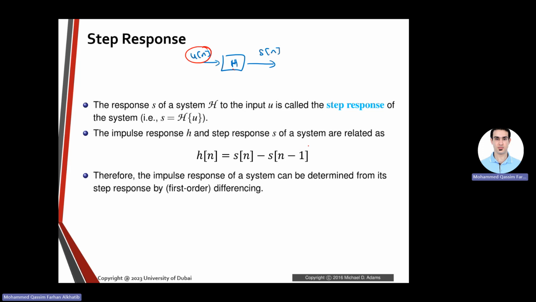There is no need to worry about this one. Basically, the impulse response is the step response minus a shifted version of the step response. We don't usually do that. Therefore, the impulse response of a system can be determined from the step response by first order differentiating, or taking the derivative.